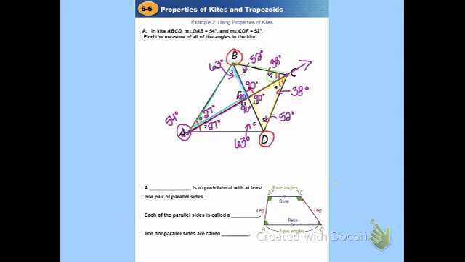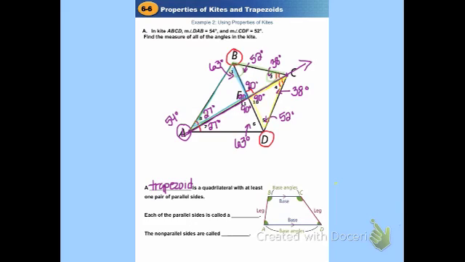So using properties we know about the triangle sum, about the fact that the diagonals are perpendicular and that AC is that symmetry diagonal, we can actually find all of these angles just given those two initial angles. So that's enough about kites for right now. Let's go ahead and take a look at the next special kind of quadrilateral, and that is a trapezoid.